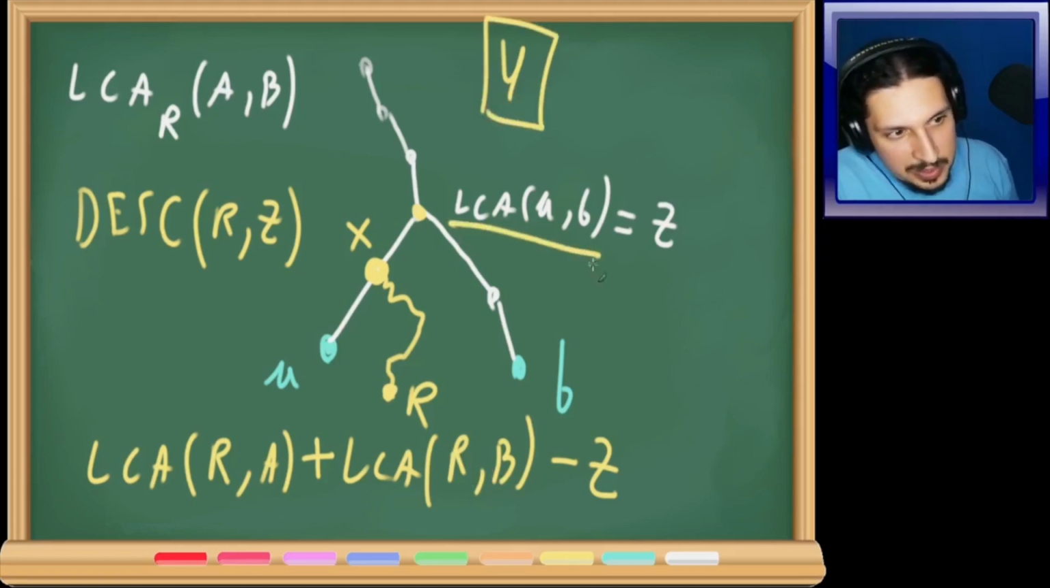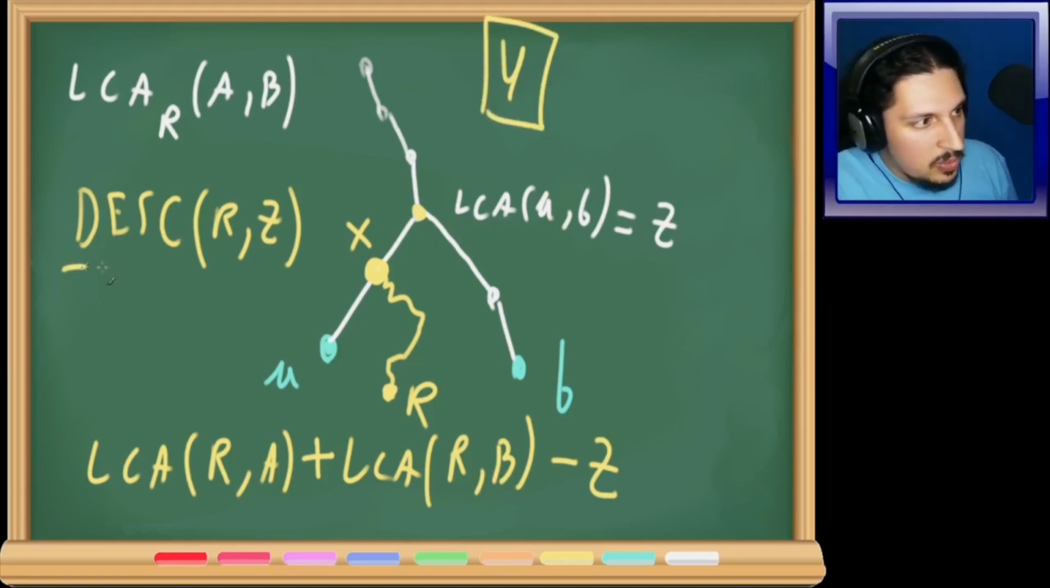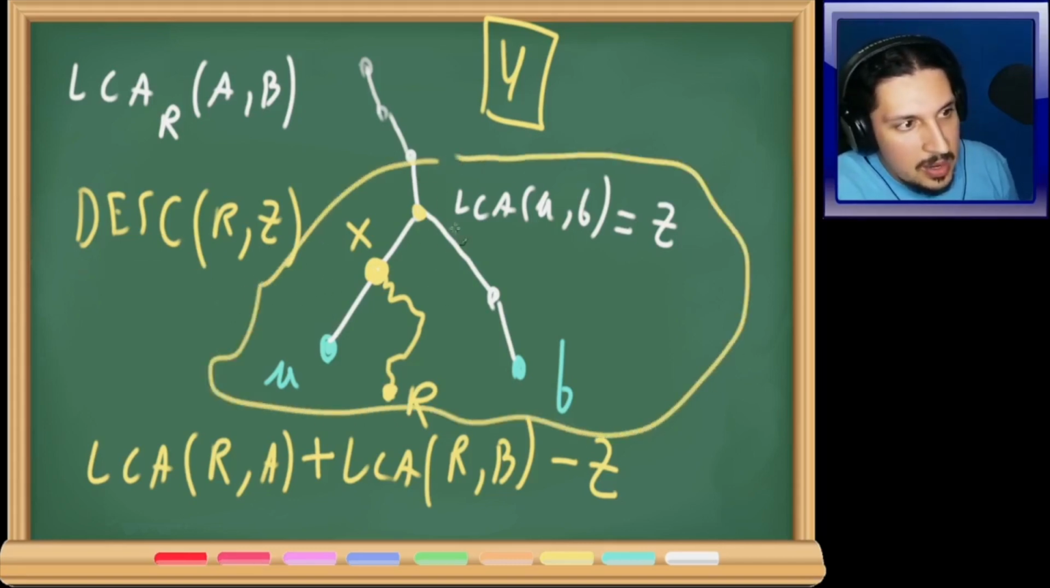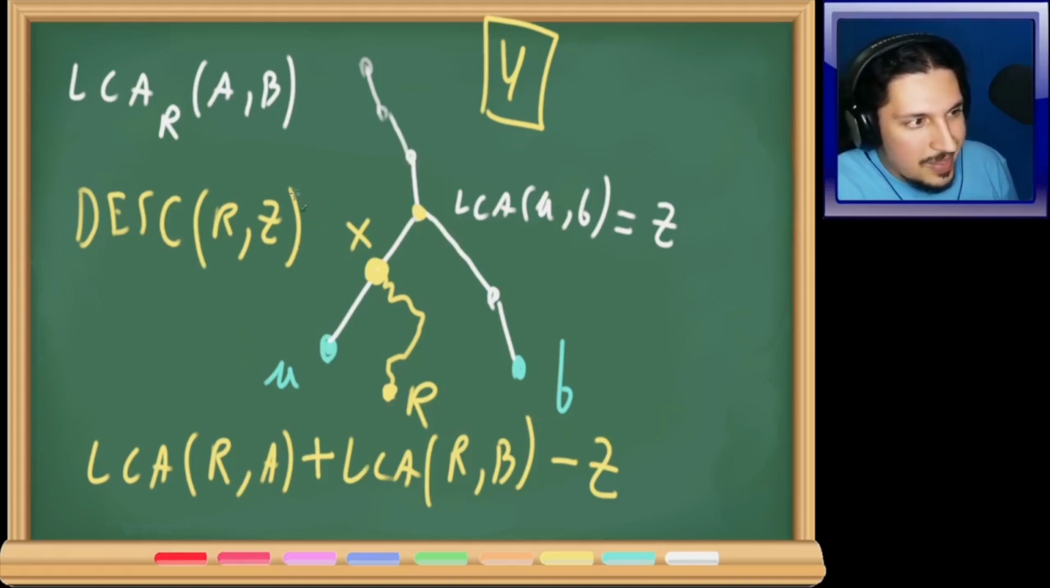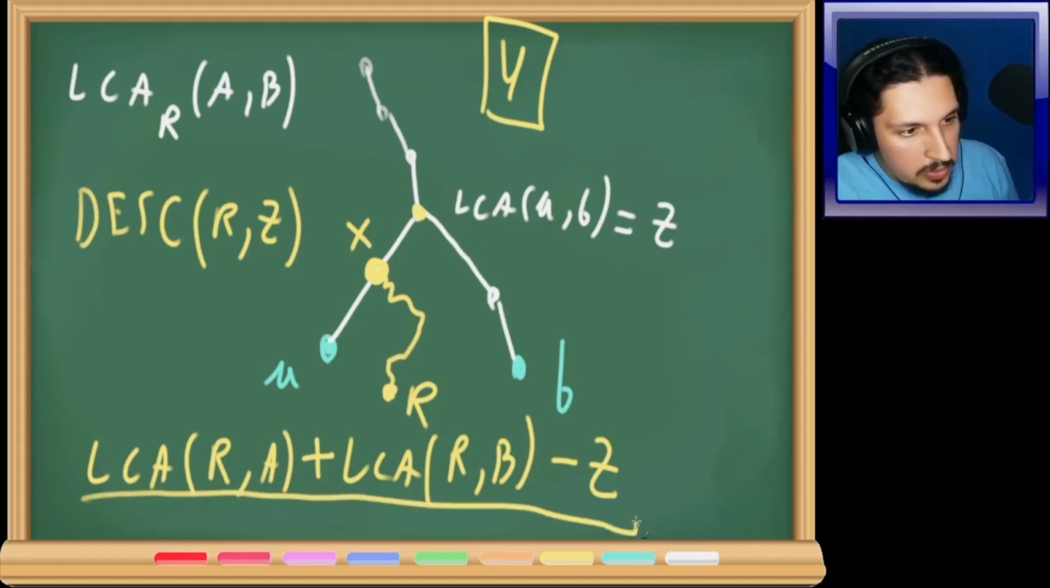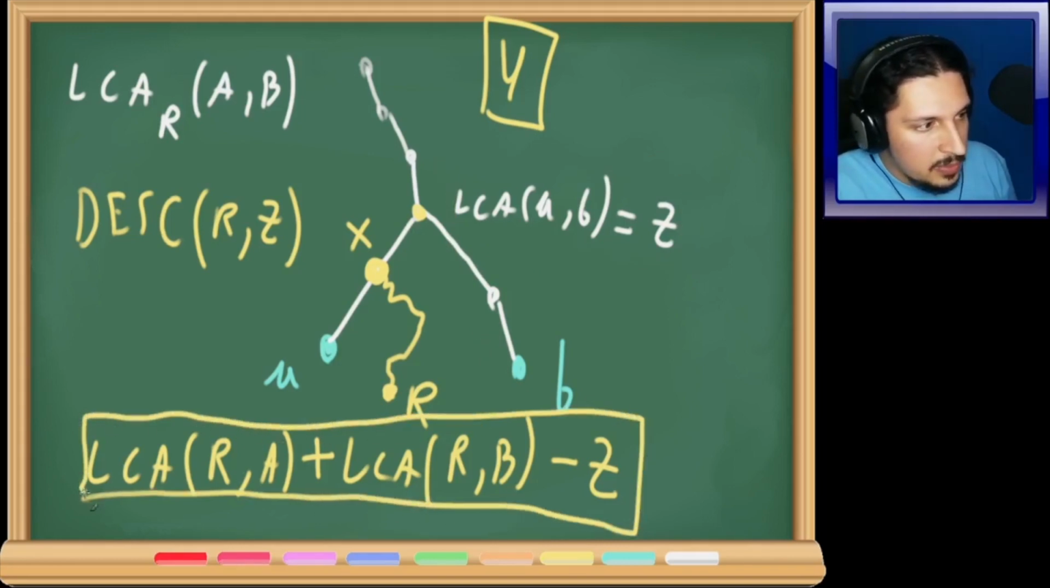We have to do one LCA to compute Z. We have to do this check to see if R is a descendant or not, because if it is, we know it is in the subtree, and we proceed. But if it's not, then we've finished. The answer is Z. And otherwise, we take this as the answer.